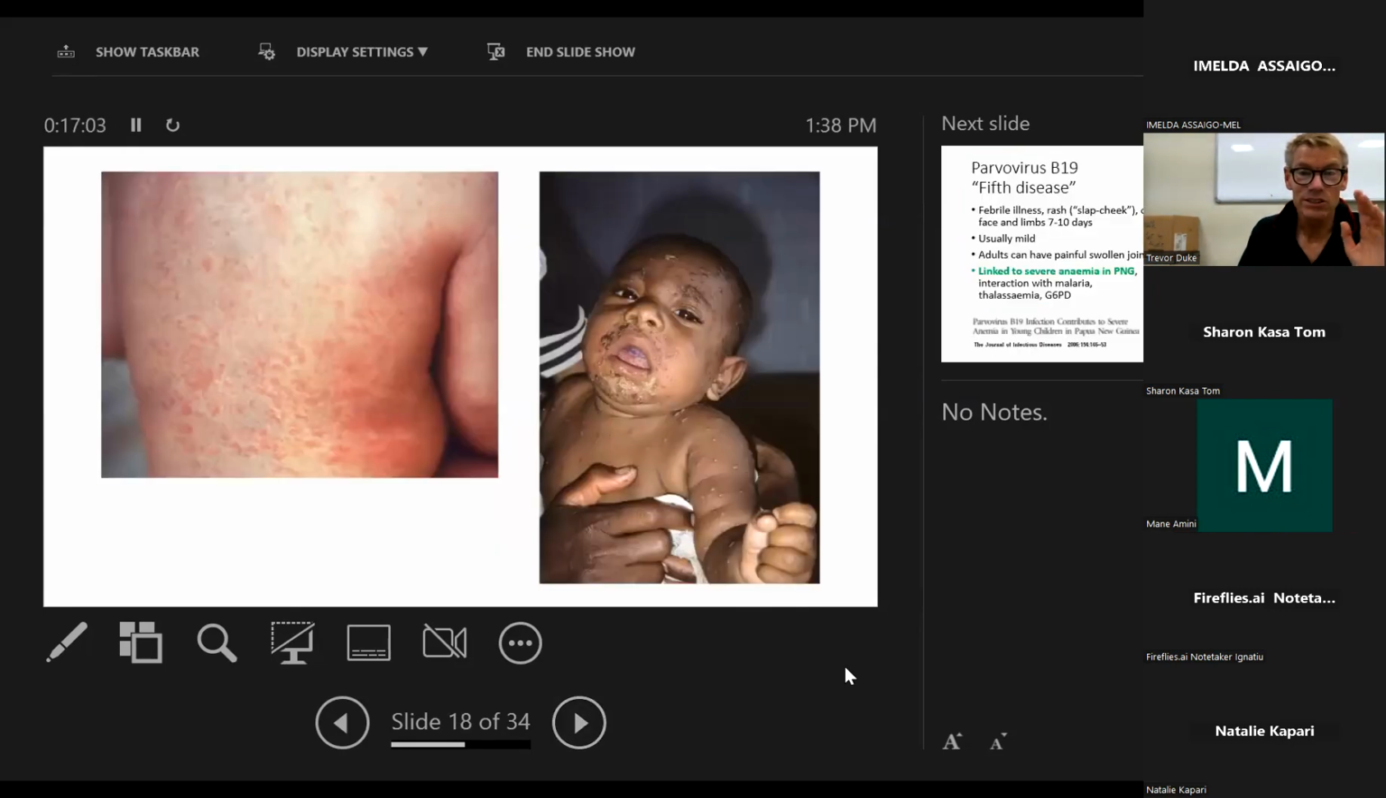Okay. Right. This is also a couple of other rashes. So what's this boy on the right? What's this boy got? What is that? Sorry?